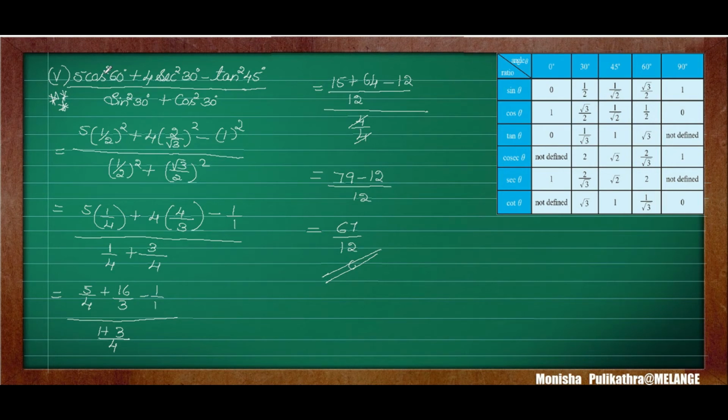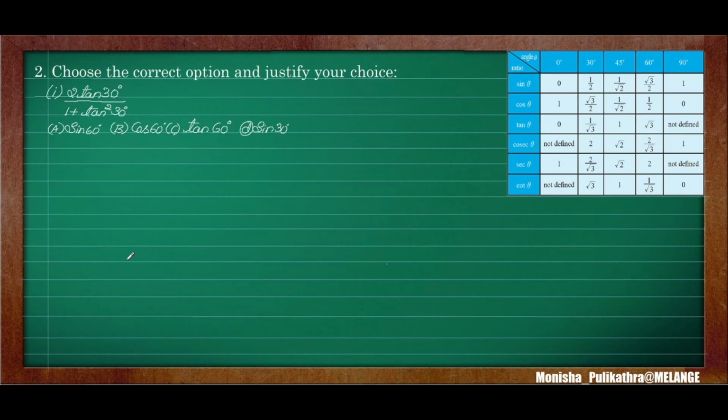Let us move on to the second main. Here a different set of questions have been given. That is, choose the correct answer. Again the same kind of question where options will be given. You have to simplify it and find out which equation or which ratio will have the correct answer. So the first question is 2 tan 30 degree divided by 1 plus tan square 30. We need to simplify it first.